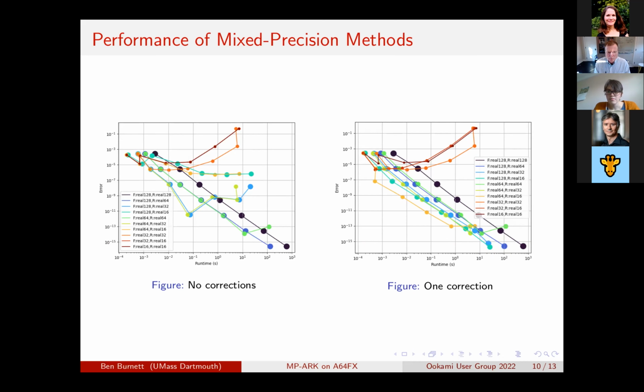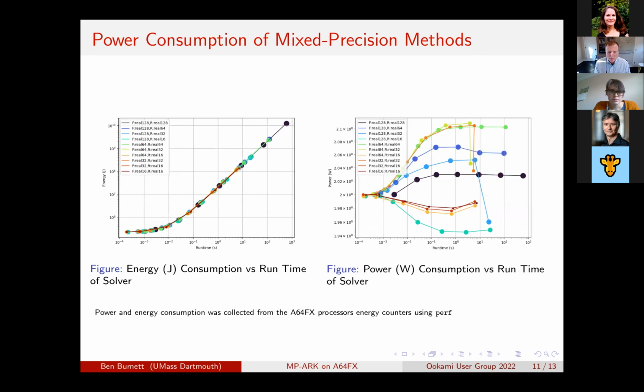So it's really exciting. One thing that I talked about earlier too was the energy performance of these methods. We did take a look at that. We found that on the A64FX, the energy consumption of these methods does scale linearly with time. And we also looked at power consumption. I thought this was really neat.